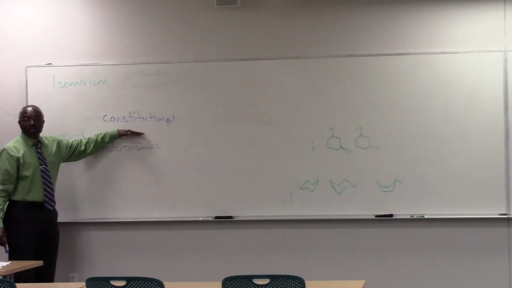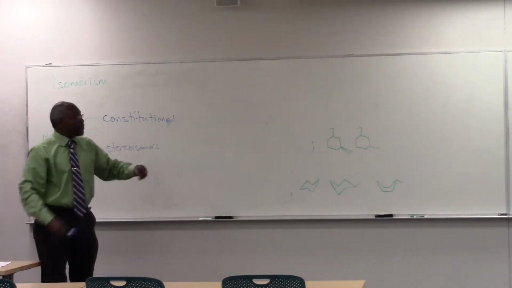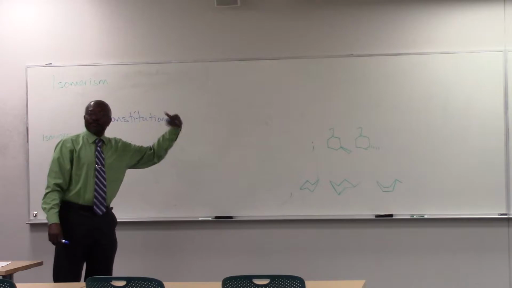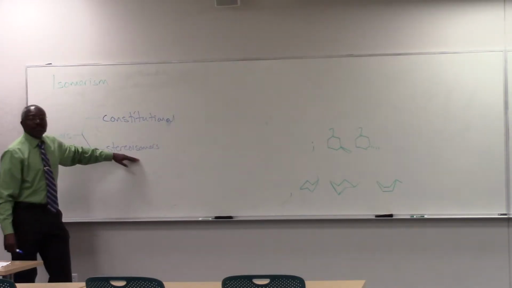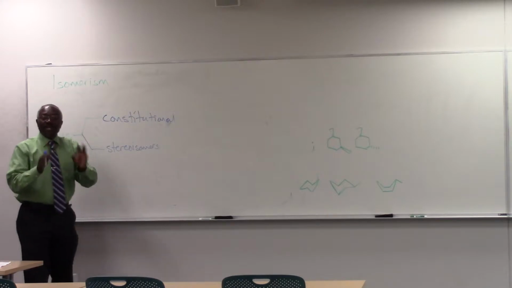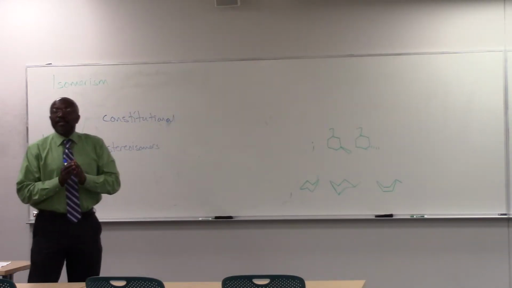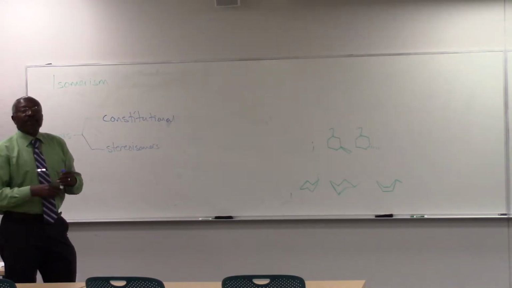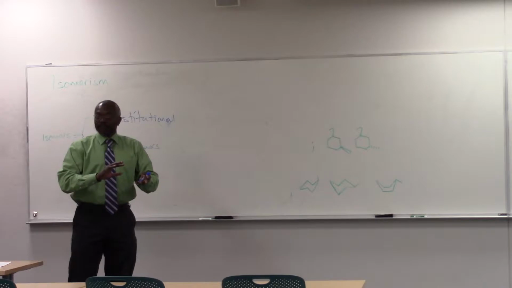They're either constitutional, and they differ by connectivity, who's attached to whom. So that's your dimethyl ether versus your ethanol, we just looked at earlier. But stereoisomers have the same constitution. So in terms of who's connected to whom, they're exactly the same. But they differ in their three-dimensional arrangement of groups.